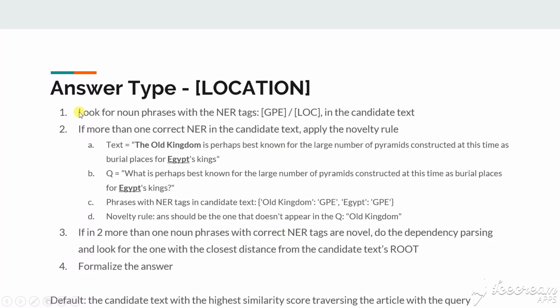For the location answer type, we did a similar task as what we did before, and this is a detailed explanation of how the novelty rule applies here. For example, the Old Kingdom and Egypt are all correct phrases. However, Egypt has already appeared in the query, so the Old Kingdom should be the answer.